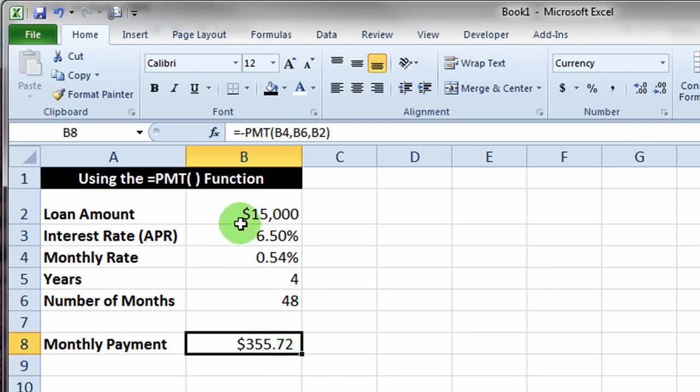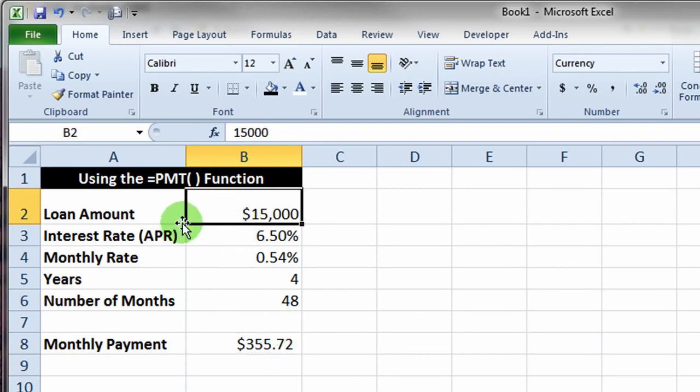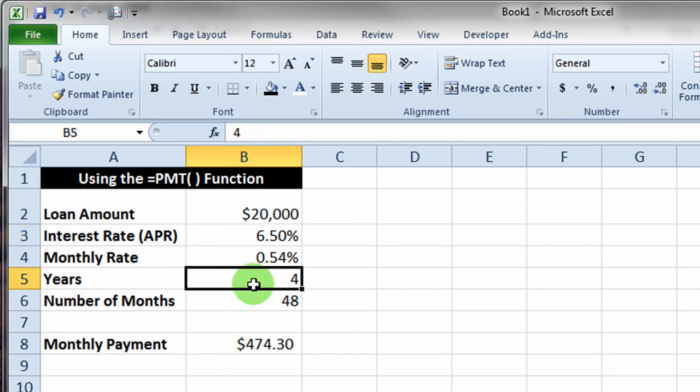And again, if you wanted to play around with this, you can put in a new value. Let's say we're going to borrow $20,000 instead of 15. So $20,000 at 6.5% interest for 4 years is $474. Let's make that a 5-year loan instead. So we'll go 5 years. So that's 60 payments, and we have to pay monthly now $391.32.